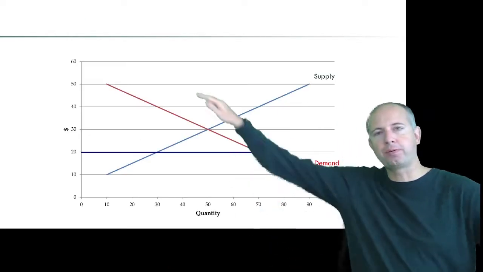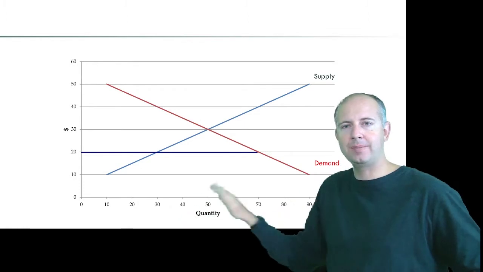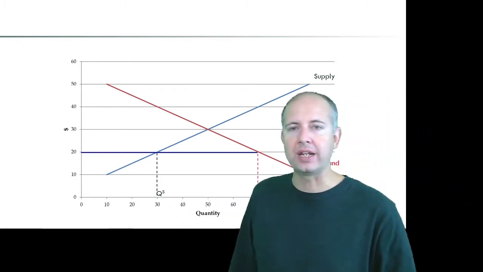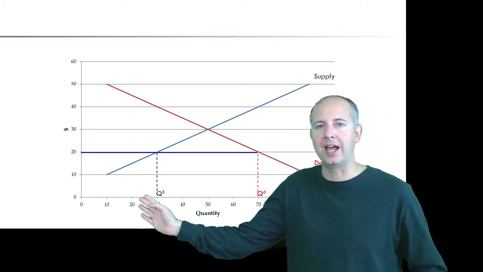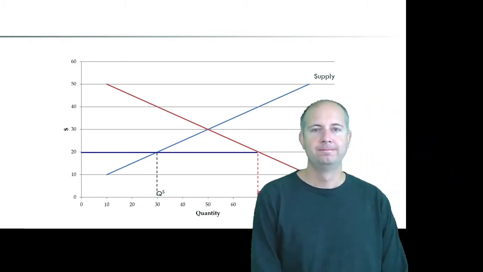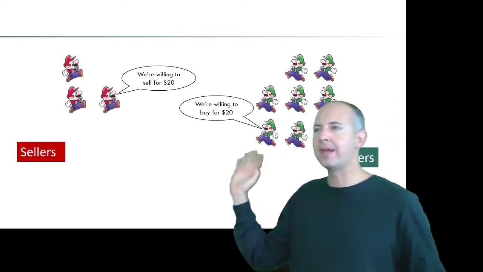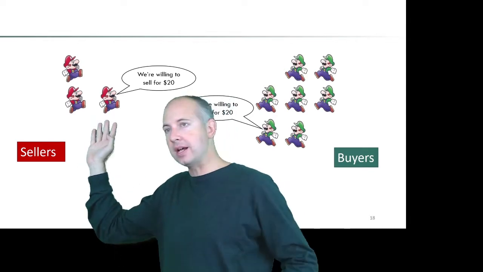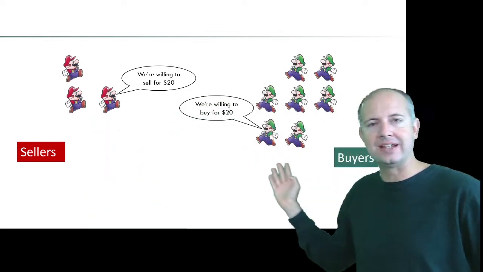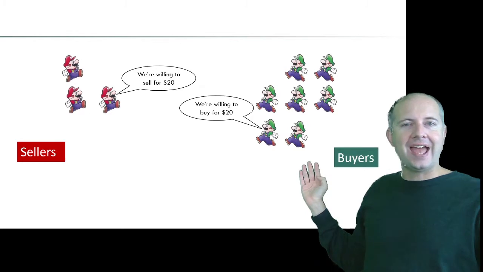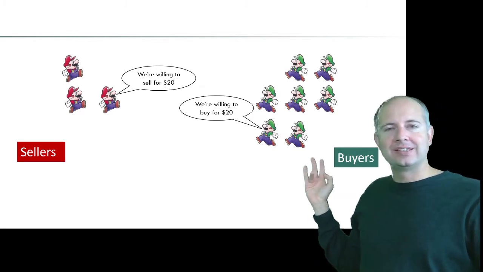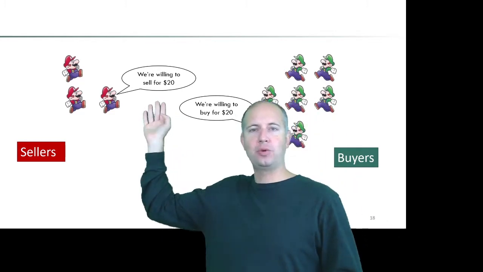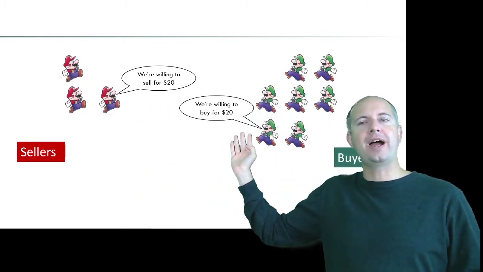Okay, so we know if the price is up here, we don't have an equilibrium. How about if the price is down here? Well, in this case, if the price is 20, then we're going to get 30 units supplied and 70 units demanded. So now we're going to make the Marios the sellers. There's 30 units supplied. We have 7 Luigis because there are 70 units demanded. So all these Marios say, hey, we're willing to sell for 20. All these Luigis are willing to buy for 20.